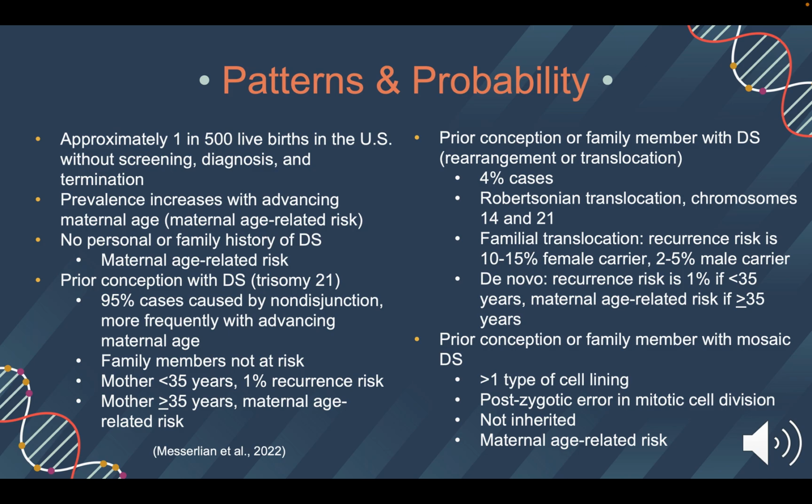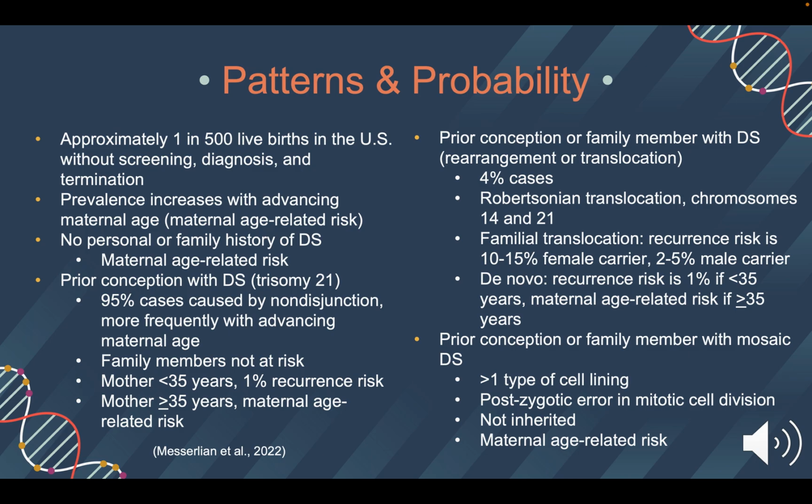For a couple with a prior conception with Down syndrome caused by trisomy 21, 95% of the cases are caused by non-disjunction, which occurs more frequently with advancing maternal age. Therefore, family members are not at risk as non-disjunction is not an inheritable trait. If the mother is less than 35 years of age at the time of diagnosis of non-disjunction, the risk of recurrence is approximately 1%. If the mother is 35 years or older at the time of non-disjunction trisomy 21, the risk of recurrence is the maternal age-related risk.